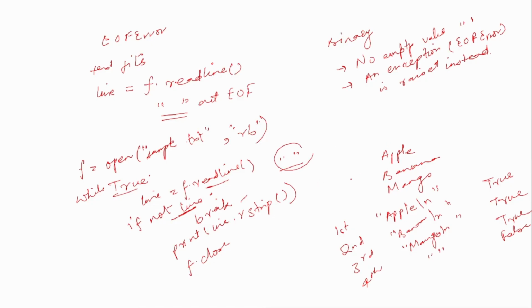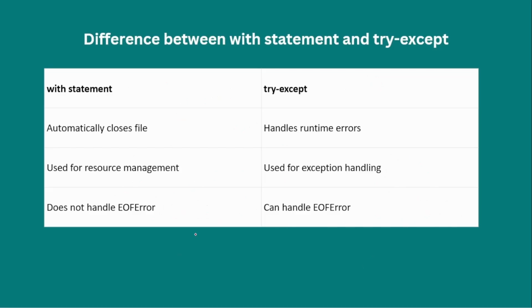I hope the writing is not very difficult to read. So we will see the difference between the with statement and try except. The with statement automatically closes the file, so we don't have to explicitly write f.close. Try except is exception handling, so it handles runtime errors. The with statement is used for resource management. It will release the resources used by the file as soon as the work is done. Try except is used for exception handling, and it can handle end of file error.